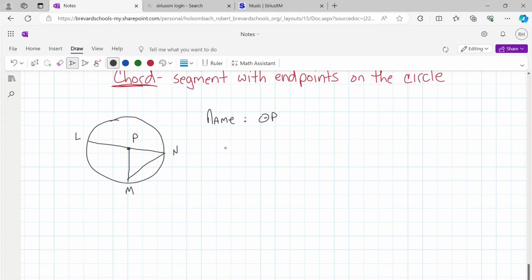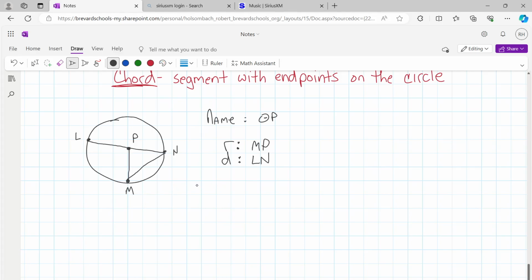Going to use lowercase r for the radius. The radius of this circle would be MP. The diameter of this circle, going to use a lowercase d. The diameter would be LN. All right, diameter. Endpoints on the circle, but it goes through the center. Radius goes from the center of the circle to the edge of the circle.